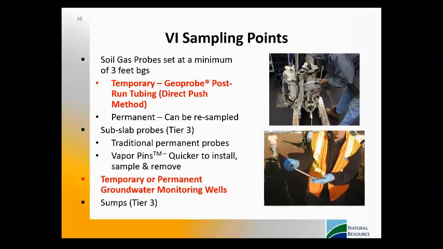In TACO, that's a tier 3. You can install those with the traditional permanent method, or there's the vapor pins. Those are quicker to install, they're flush to the ground, and they're quick to remove as well. With groundwater, IEPA does accept temporary groundwater monitoring well data. That's more cost effective than putting in the permanent groundwater monitoring well, but like the temporary direct push method, if you need to sample it more than once, you're probably going to want to put in a permanent groundwater monitoring well.